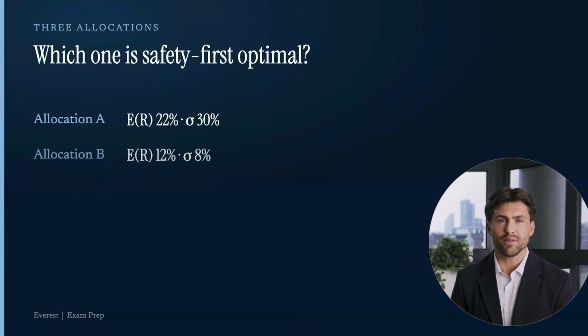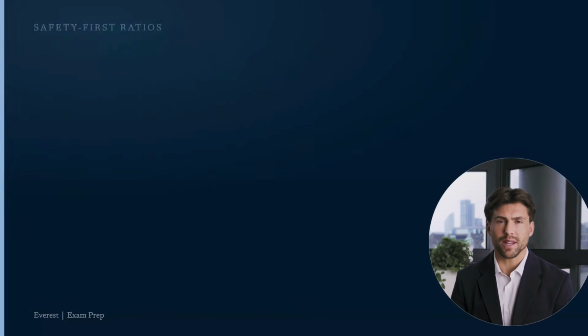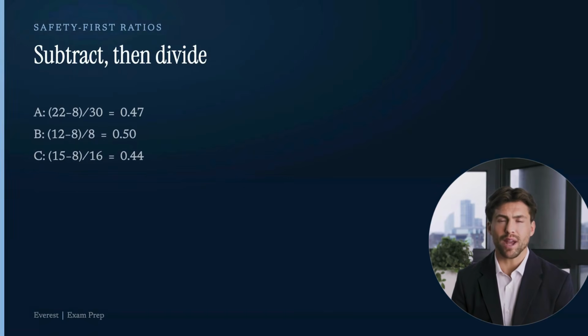She's considering three allocations. Allocation A: expected return 22%, standard deviation 30%. Allocation B: expected return 12%, standard deviation 8%. Allocation C: expected return 15%, standard deviation 16%. Pause the video here and try to work out which one is safety first optimal. Subtract 8, then divide by standard deviation for each one.